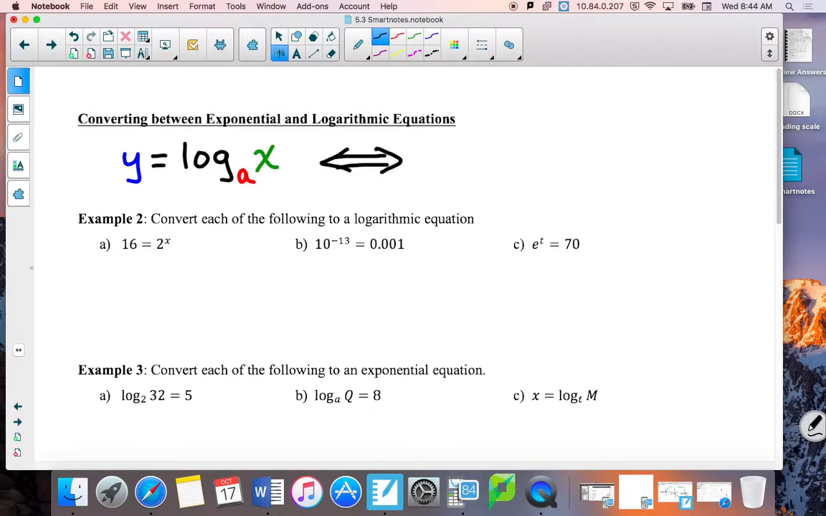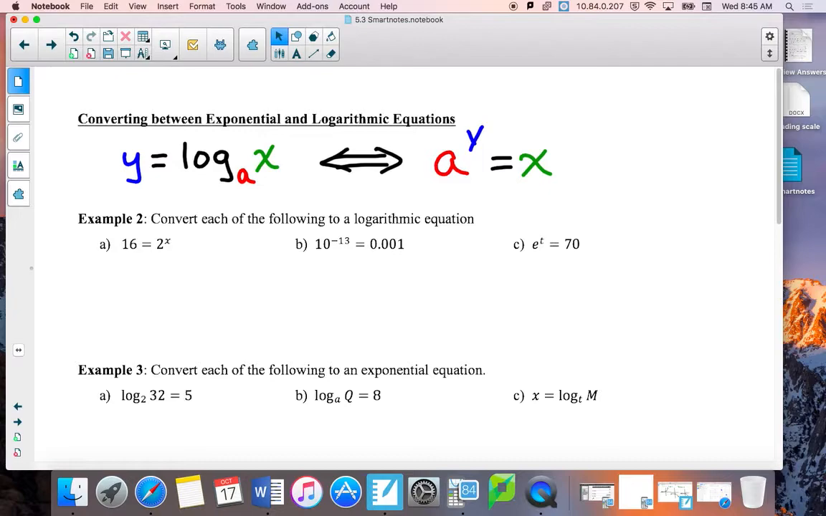So if I give you a log and you need to write it in terms of an exponential, just follow this pattern. You're going to take that base, that A, and you're going to raise it to the y value and set it equal to your x value. So anytime you're converting from a log to an exponential or an exponential to a log, just follow that pattern and just be careful that you're pulling out the right values.